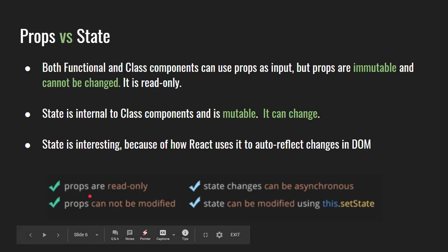All right, so if we're talking about props and state, both functional components and class components can use props as input, but props are immutable, meaning they're read-only and they cannot be changed, right? State is internal to a class component and is mutable and can change.